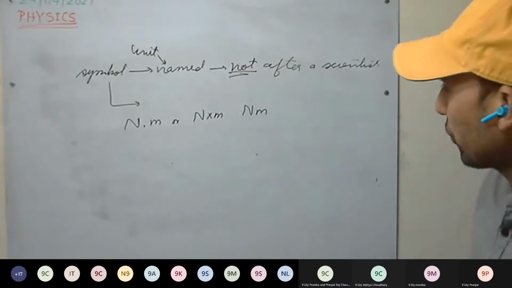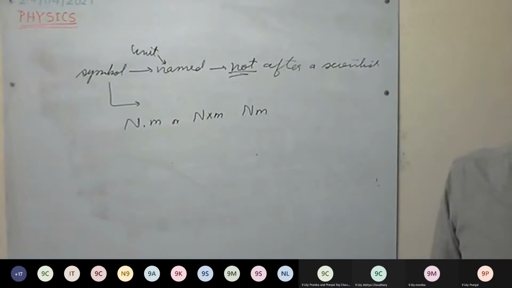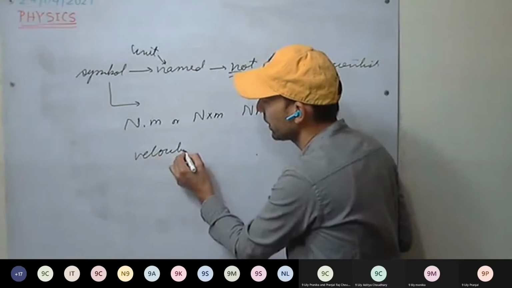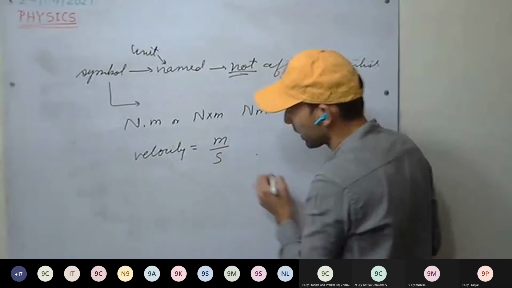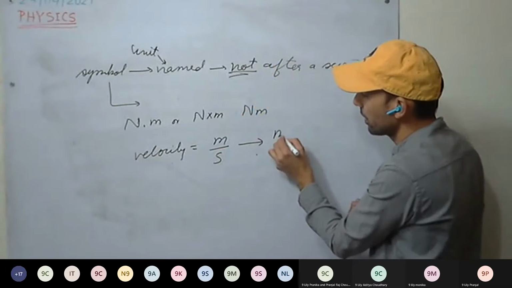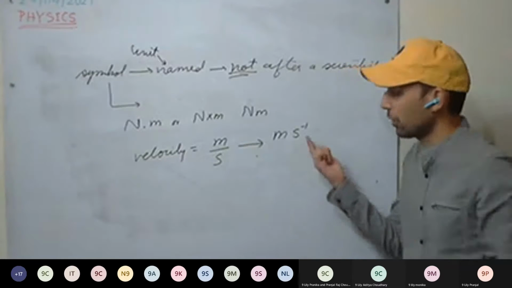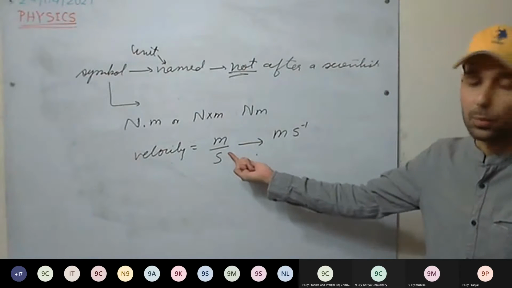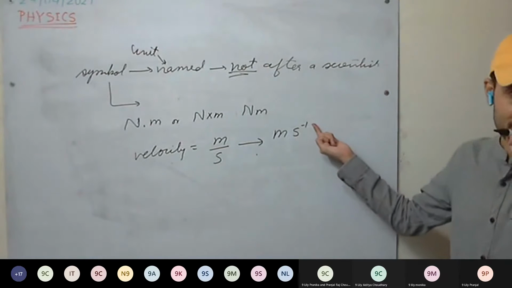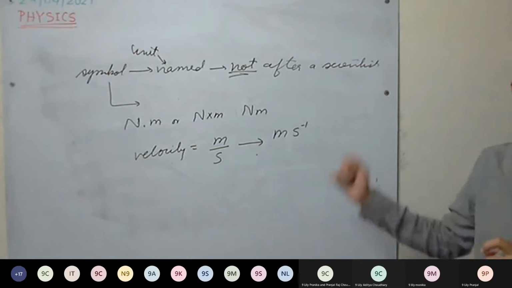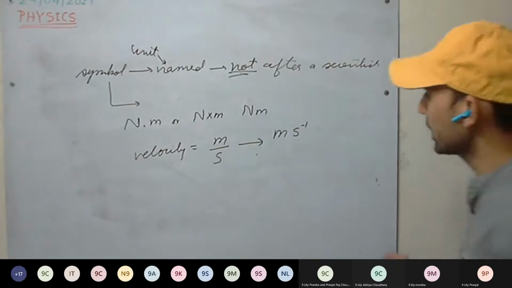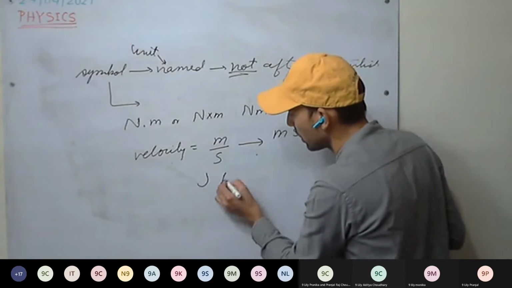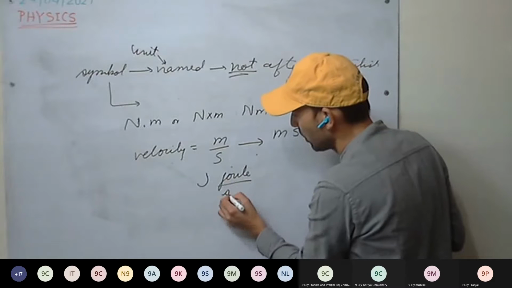Now, negative power for compound units. For example, the unit of velocity is what? Meter per second. We can write it as meter second raised to power minus 1. We can represent the quantity in the denominator as raised to power minus 1. This way we can write. Understood? Or the unit of power is joule per second.